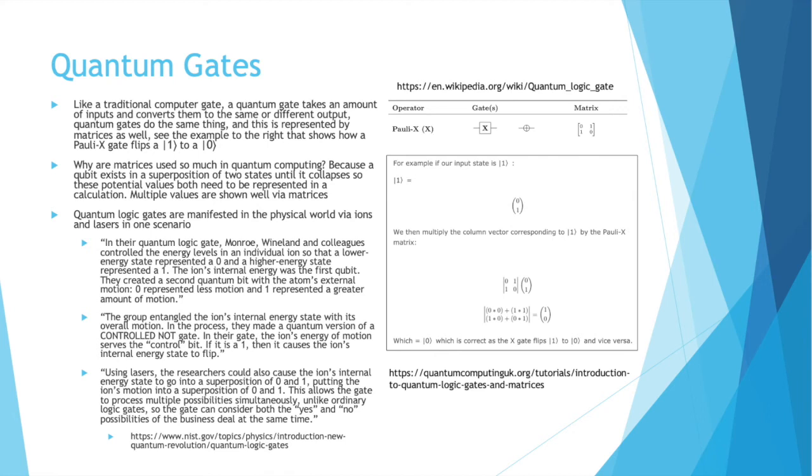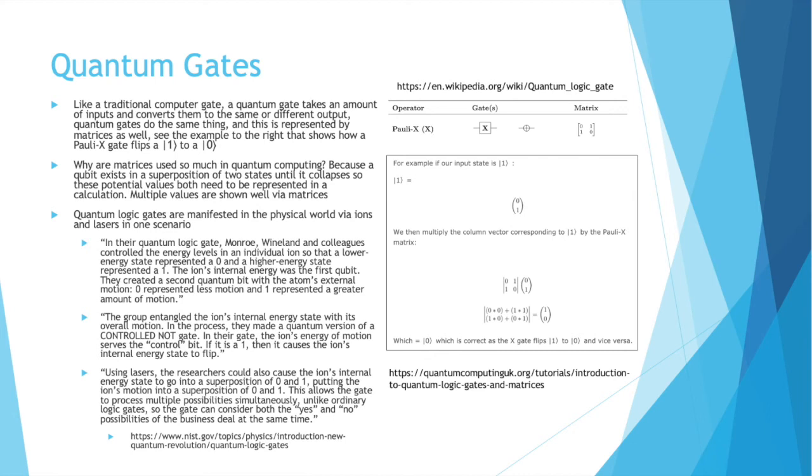A Pauli X gate can be represented by a 2x2 matrix with the values 0, 1 and 1, 0. If we multiply a 1 ket by that matrix, the resulting values are 1, 0, which is a 0 ket. This matrix, the Pauli X gate, flips the qubit.